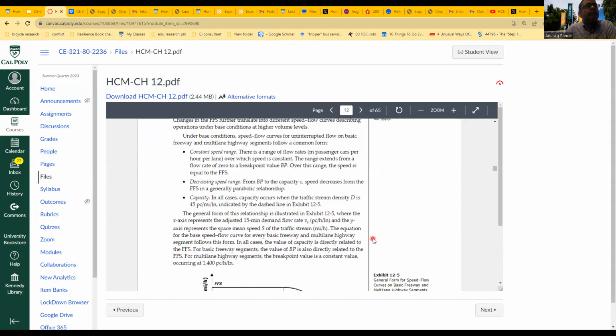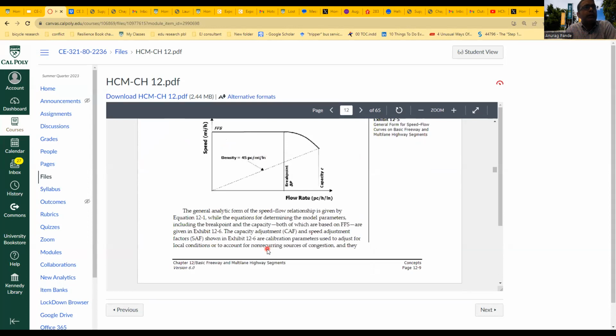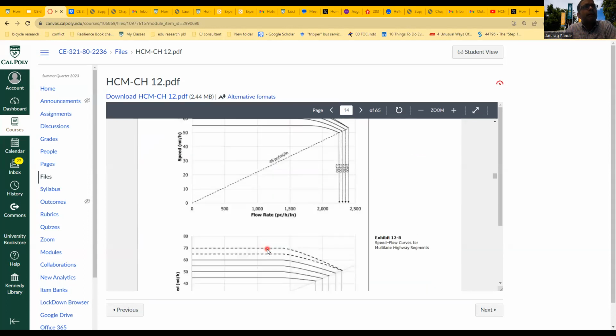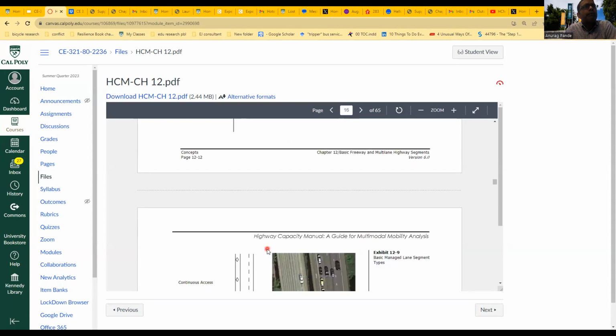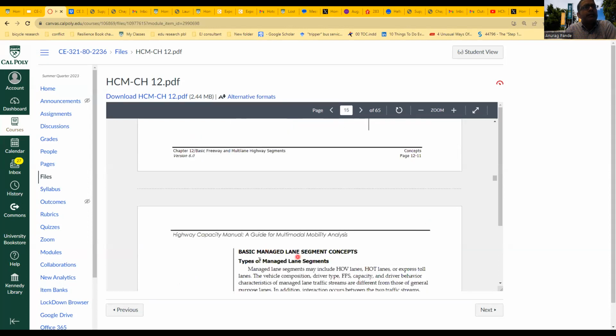And this is the step by step. This is a chart that I showed you earlier in my slides. And there are these managed lane concepts. Again, we're not going to deal with that. Managed lanes are your high occupancy vehicle lanes and HOT lanes. Because we're just starting out, scratching the surface of freeway capacity in this CE 321 class, we are not going to worry about this stuff. So don't worry about this at all.